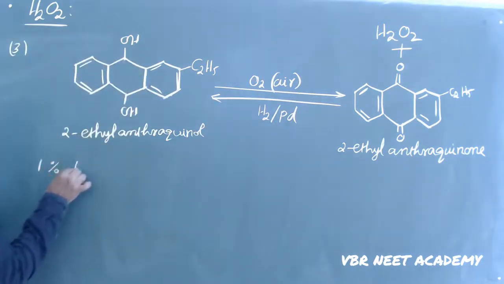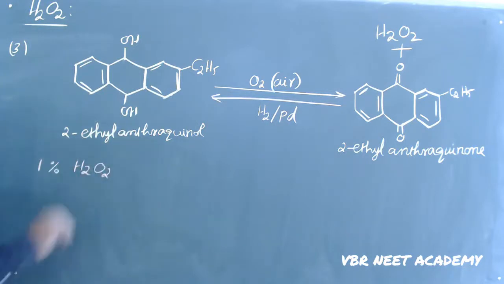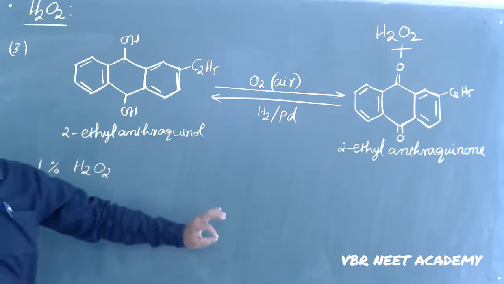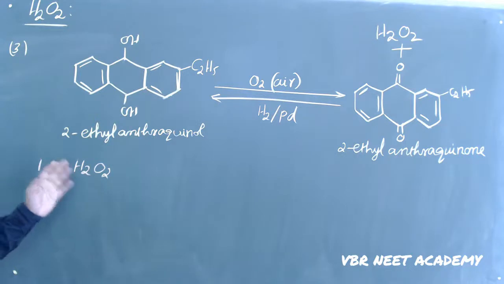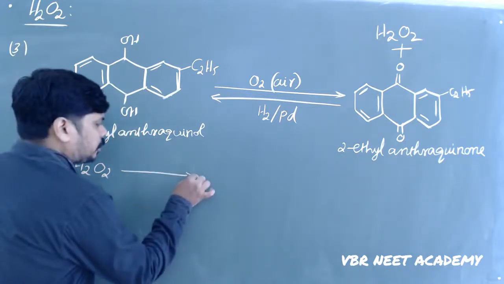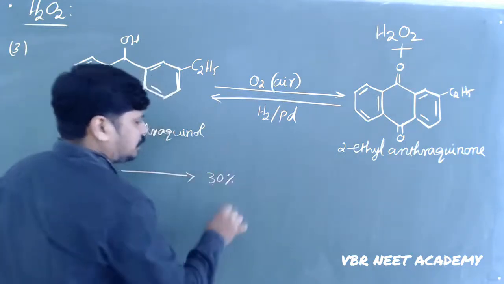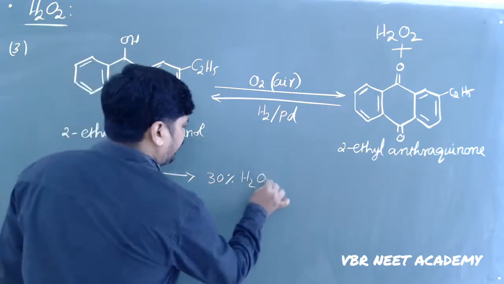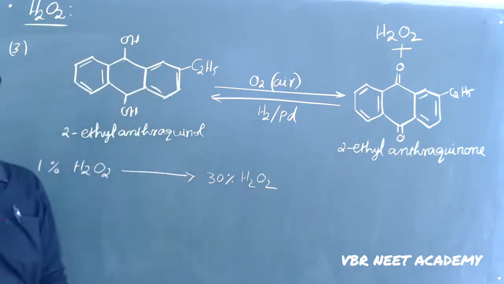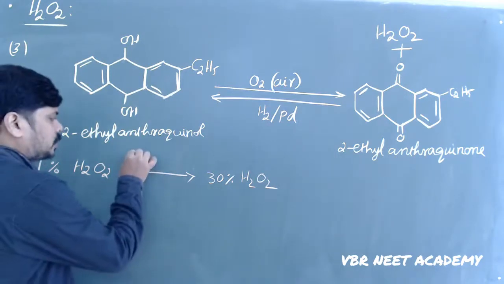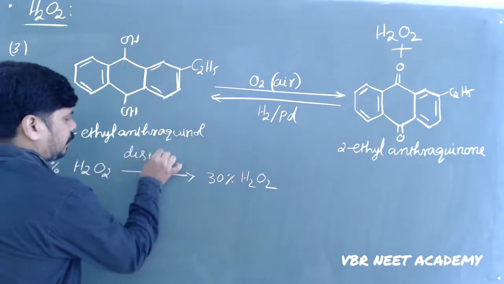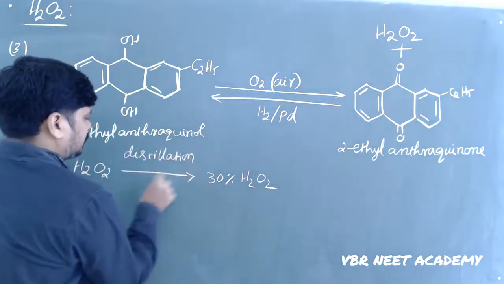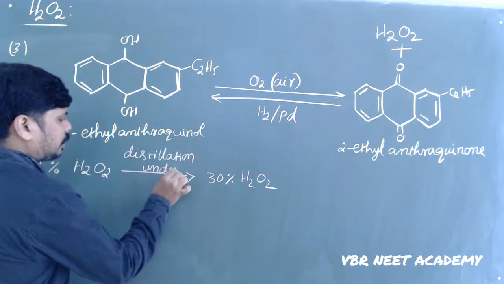This hydrogen peroxide is going to be 1% H2O2. It is only 1% H2O2, and this 1% H2O2 contains water. So that is going to be concentrated and we are going to get 30% H2O2 by using vacuum distillation, or you can say distillation under reduced pressure.